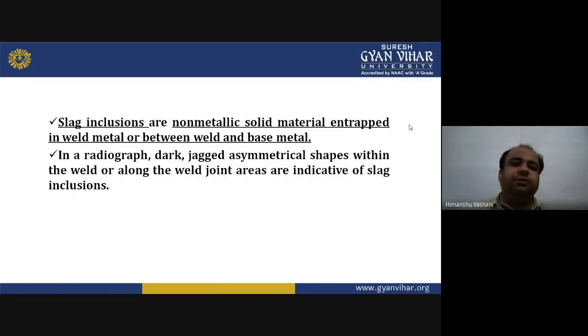Now slag inclusions. Slag inclusions are non-metallic solid material entrapped in the weld metal, or between the weld and the base metal.